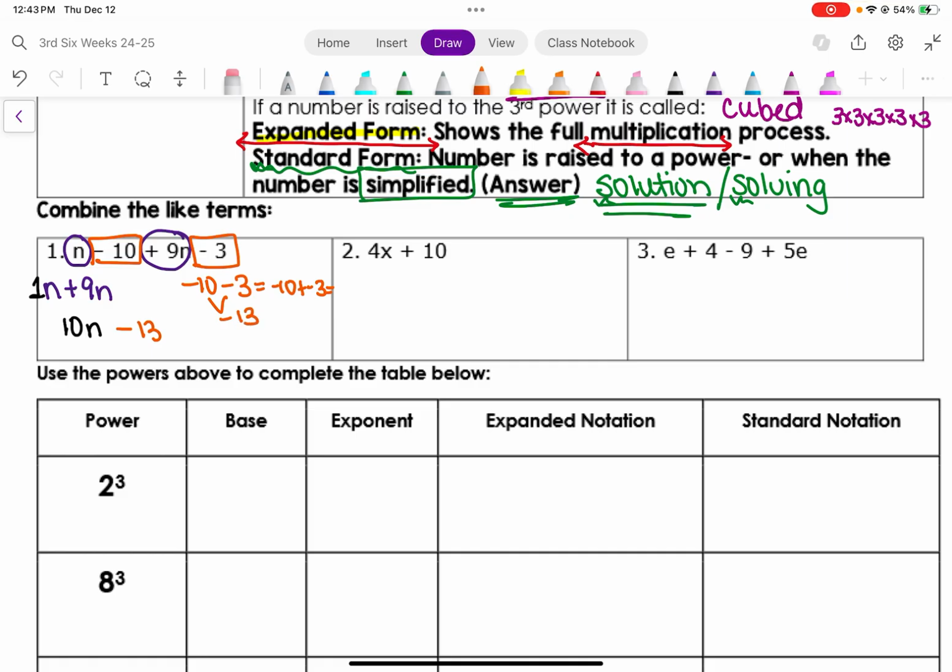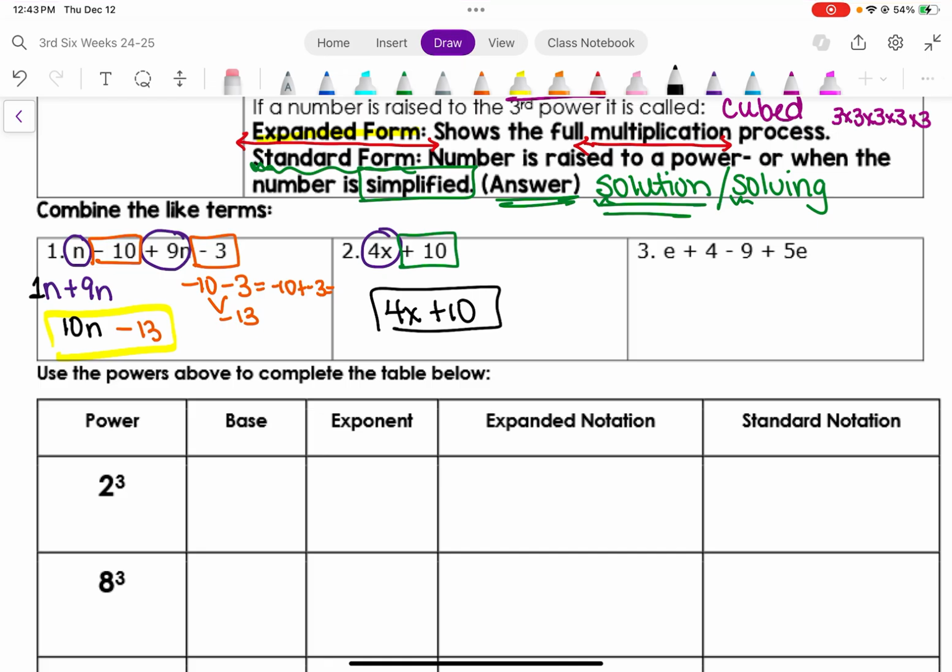And that would be your solution, or that would be your expression. These are expressions. I look to see if I have, so I have a 4x. I have no more x's, and then I have a 10, and I don't have any other constants, so my expression would be 4x plus 10, and that would be it.